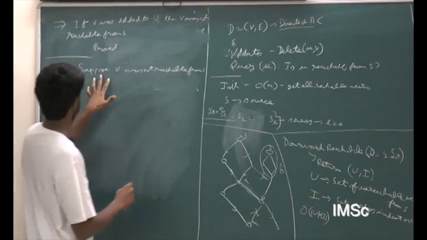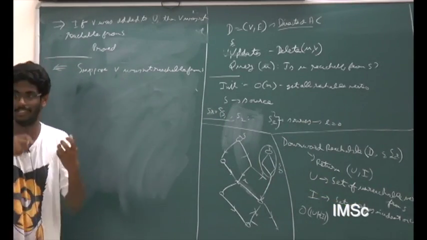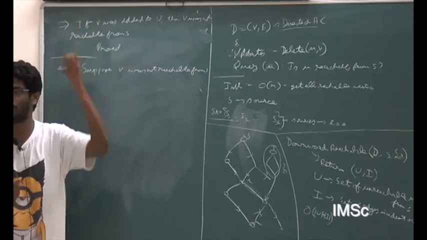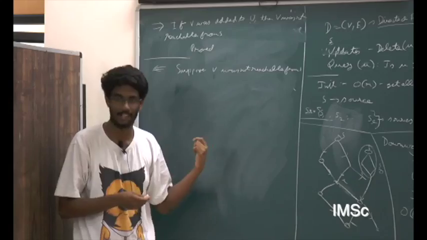Now take V. Look at the ancestor chain of V. Just go up. You'll have to hit a source at some point. And that source can only be S, because this is a DAG. See, take V.